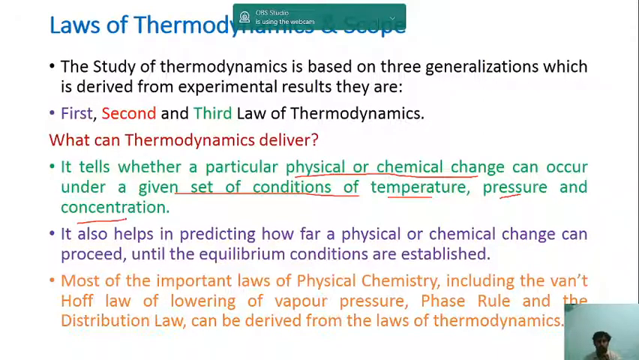The third scope is that most of the important laws of physical chemistry, that is Van 't Hoff law of lowering of vapor pressure, phase rule, and distribution law, can be derived from the laws of thermodynamics. So that is an important application, because important laws of physical chemistry can be derived.